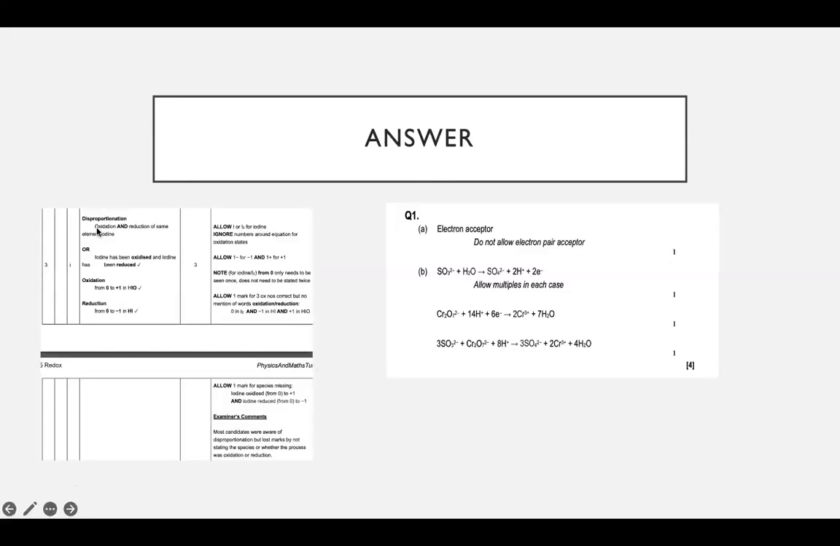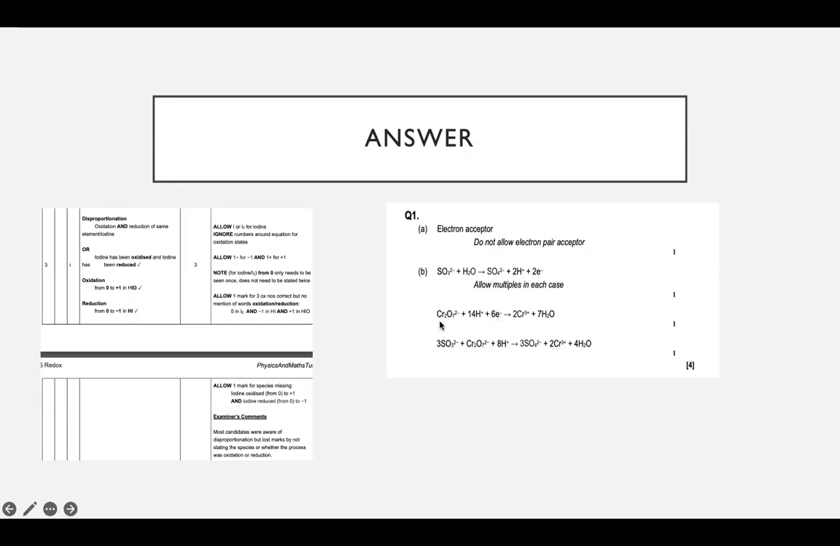So here we go. As I said, that's disproportionation, oxidation and reduction at the same time. And then you include the oxidation states. Remember, oxidation is an increase, going to a more positive oxidation state. Reduction is going to a more negative one. Oxidizing agent is an electron acceptor. It's been reduced. And then, as you can see, they've combined everything here.